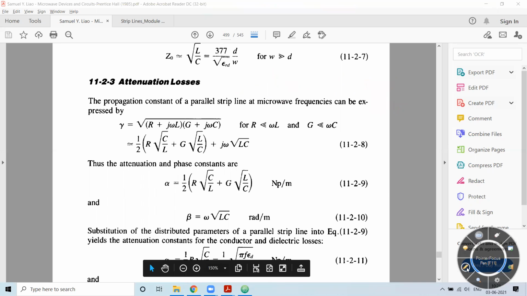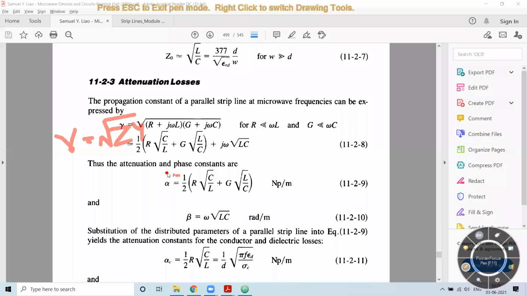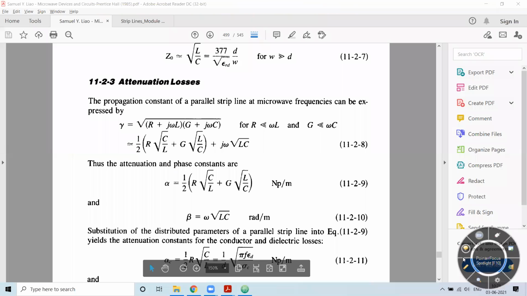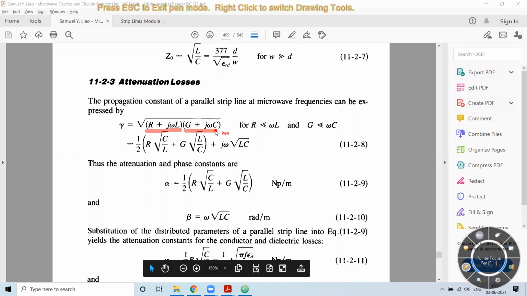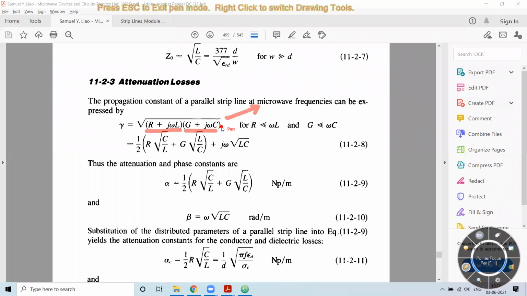So if we remember, we had obtained an equation for the propagation constant, which was given by square root of ZY. And what is Z? Z is equal to R plus j omega L, and Y is G plus j omega C. And again, if I apply binomial expansion to this equation and simplify it, I'll be getting gamma, which is equal to 1 by 2 into R into square root of C by L plus G into square root of L by C plus j omega square root of LC.